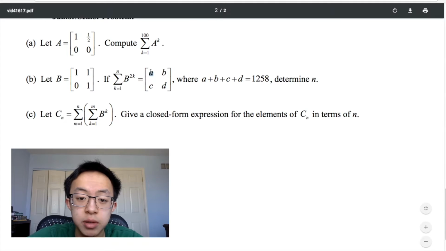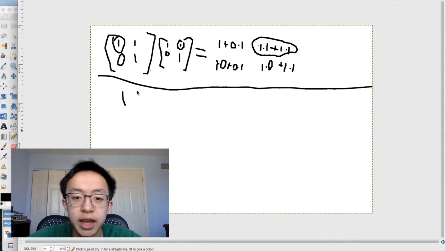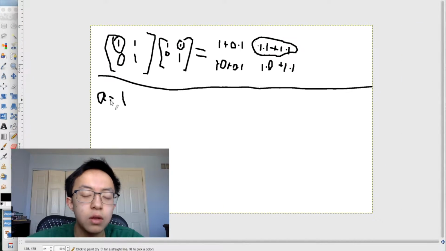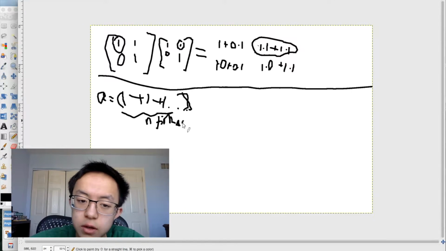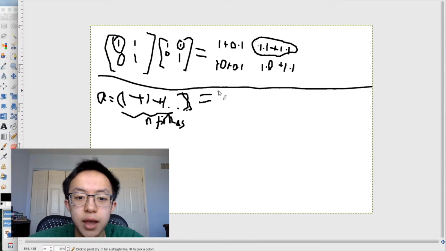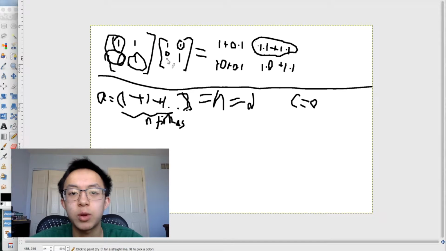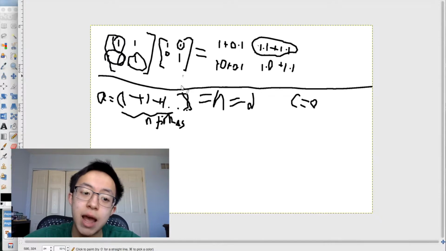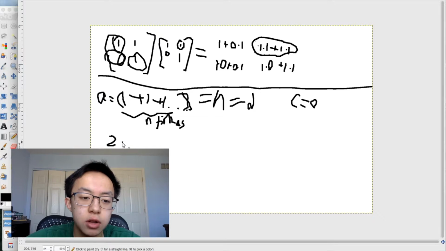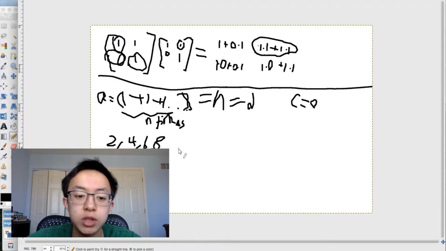We want to find A plus B plus C plus D. A is going to equal 1 plus 1 plus 1 dot dot dot, so this is just equal to n. And so is D. C equals 0. Then we have our rightmost term, which increases by 1 every time you raise it to a new power. We're only looking at even powers, so our sequence is going to look like 2, 4, 6, 8. This is an arithmetic sequence where each term increases by 2 each time.